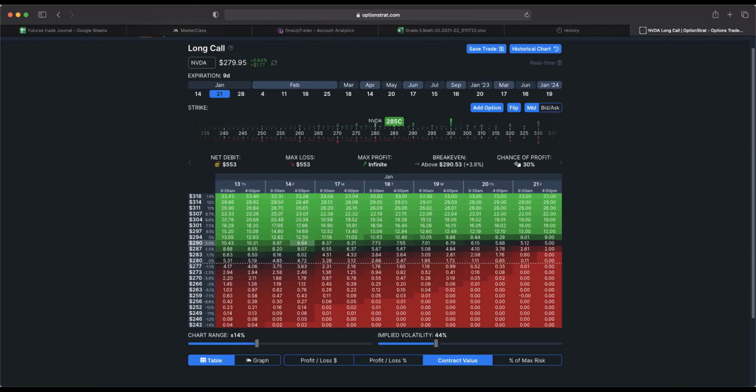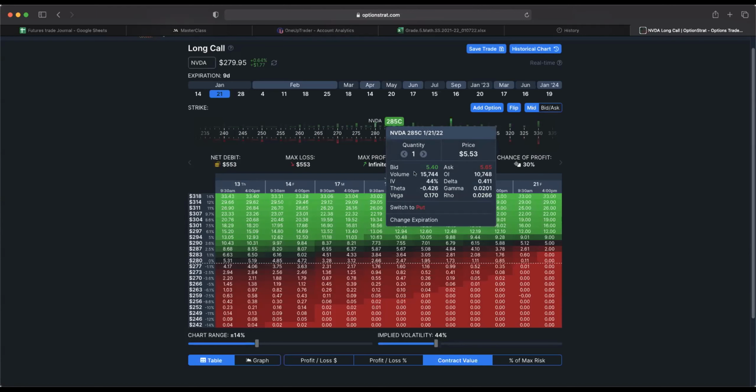So I'm looking to make a little over 400. I'm risking about 200 to make 400, kind of like that, right? You can use this tool to look up the different contracts. You click the contract, and it'll tell you the volume, the Greeks, OI, all that stuff.